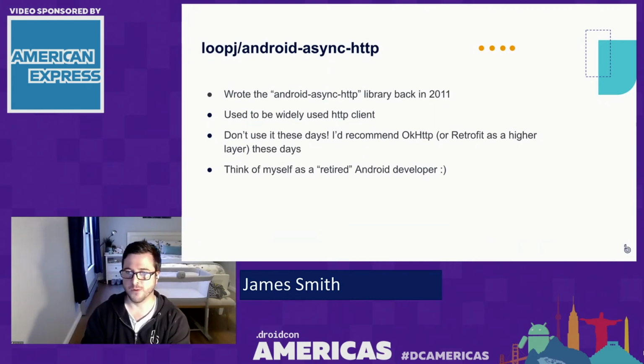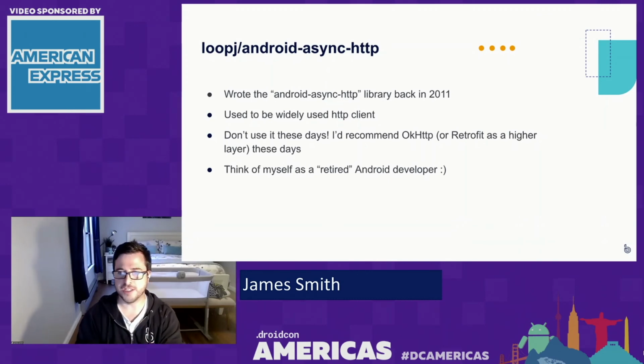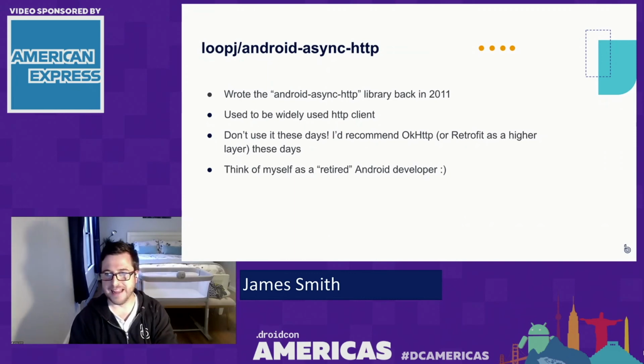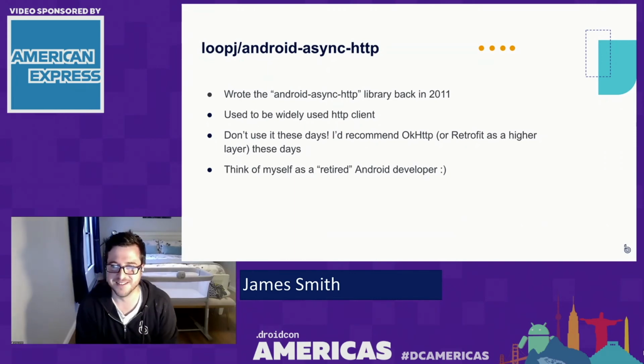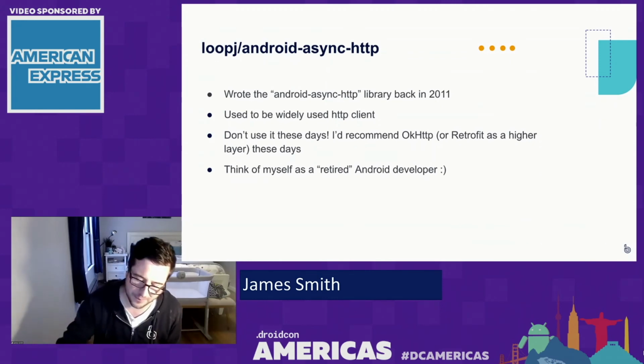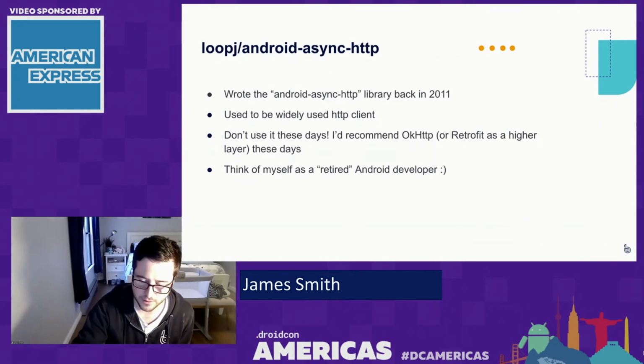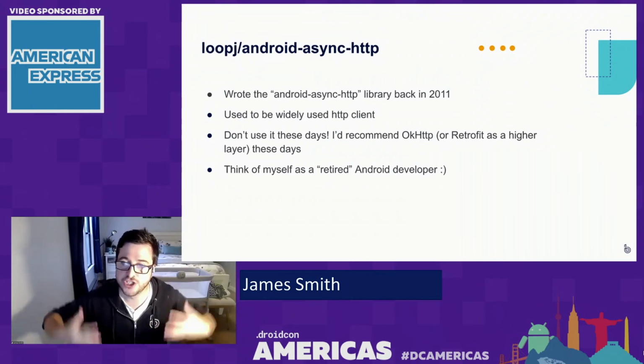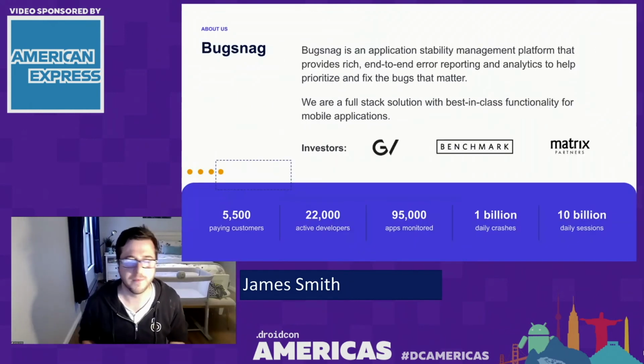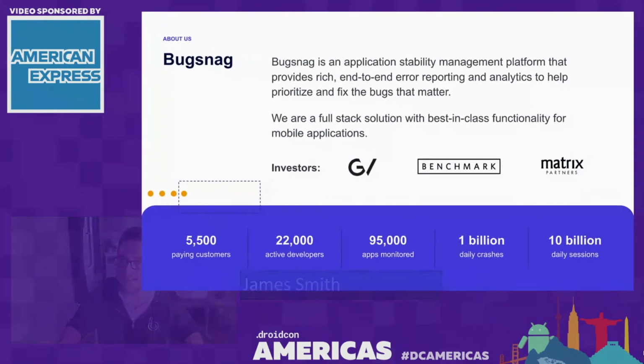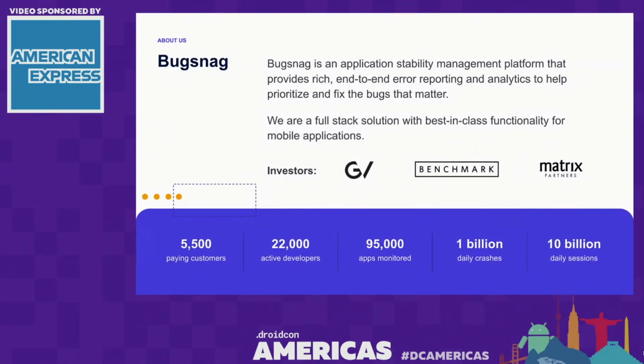And this was, at the time, one of the most popular HTTP libraries on Android. I would not recommend using it these days. There are plenty of more robust, modern versions of asynchronous HTTP. So if you're not using something more modern, definitely look into upgrading. But I think of myself as a little bit of a retired Android developer. Don't ask me about all the modern best practices these days. But in general, as part of my role at Bugsnag, I get to talk with mobile developers at some of the world's leading software development companies.